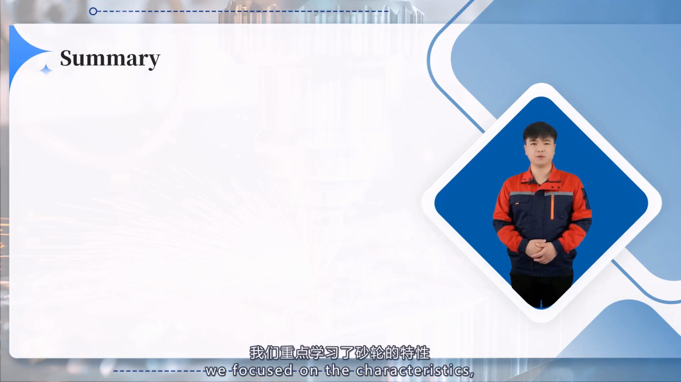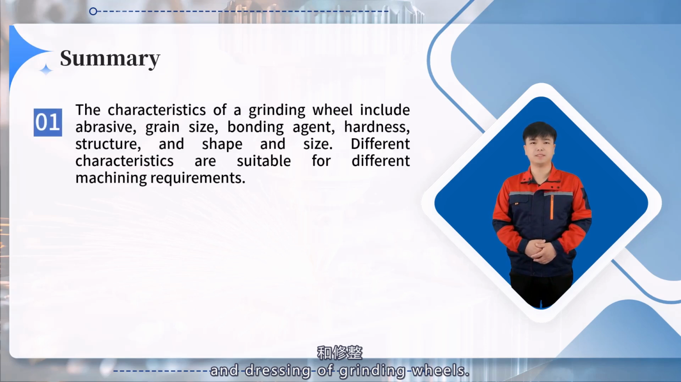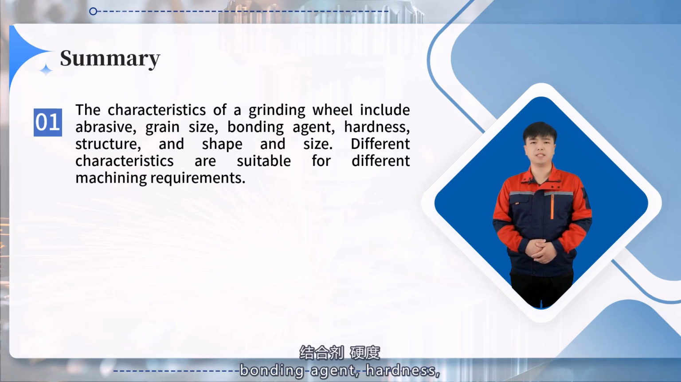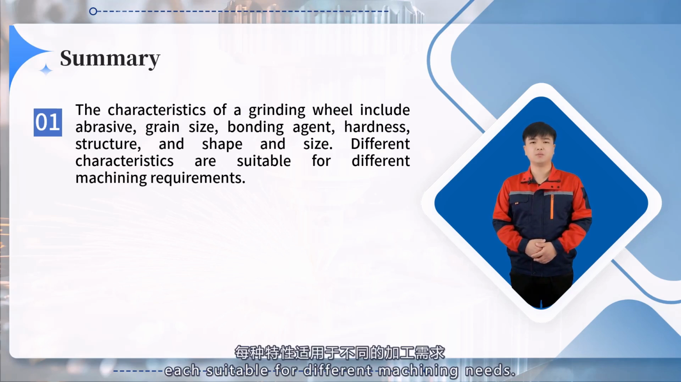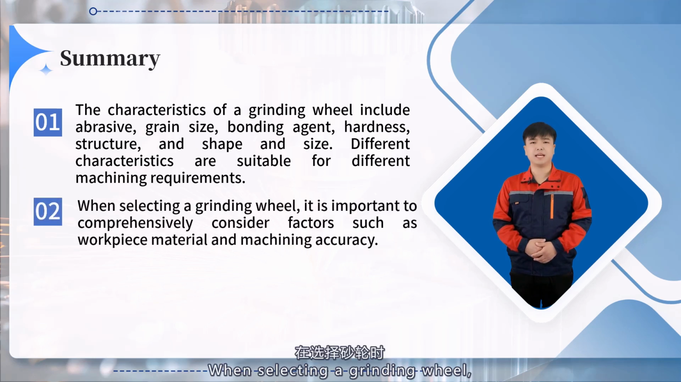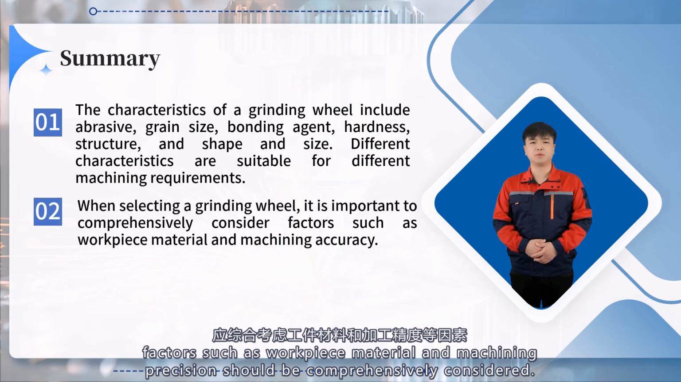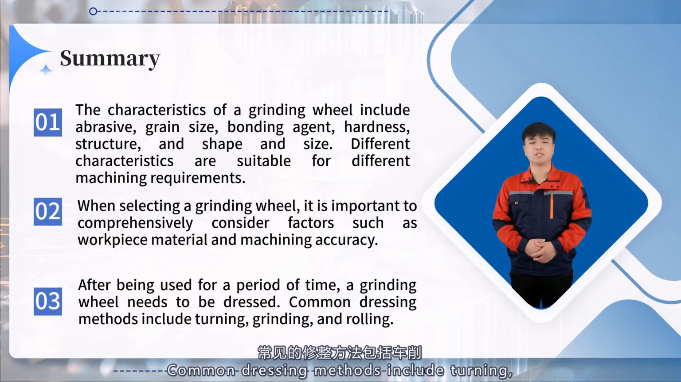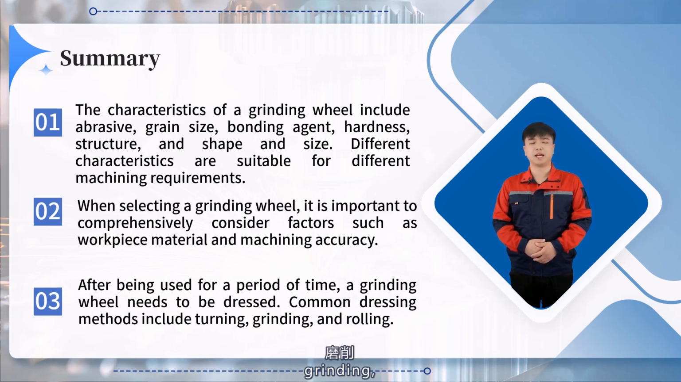In this lesson, we focused on the characteristics, selection, and dressing of grinding wheels. The characteristics of grinding wheels include aspects such as abrasive material, grit size, bonding agent, hardness, structure, and shape and size, each suitable for different machining needs. When selecting a grinding wheel, factors such as workpiece material and machining precision should be comprehensively considered. After a grinding wheel has been used for a period of time, it needs to be dressed. Common dressing methods include turning, grinding, and rolling.